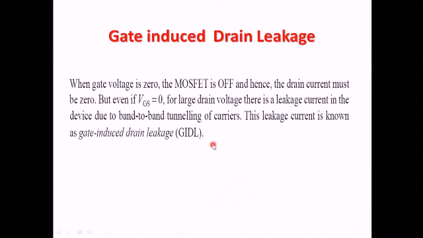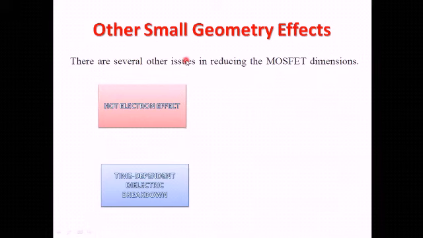So now let us go to the other small geometry effects. There are several other geometry effects which arise due to the reduction in the MOSFET dimensions. The other geometry effects are, first, the hot electron effect, and second, the time dependent dielectric breakdown. These two are very important because they are also a part of the small geometry effects.